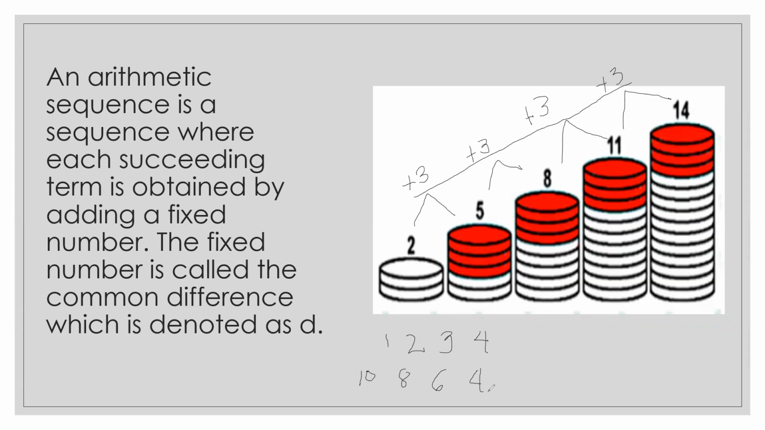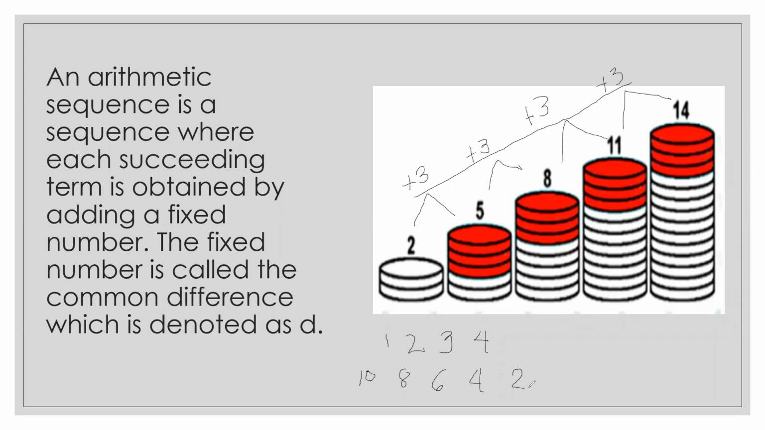Ang 4 plus negative 2, anong sunod dito? Ano magiging sunod ng 4? 2 po. 2, sir. That's 2. Correct. Bakit nga siya naging 2? Ano ang inadd natin? Nag-add ng negative 2, sir. Okay, very good. Ganun lang po yun.